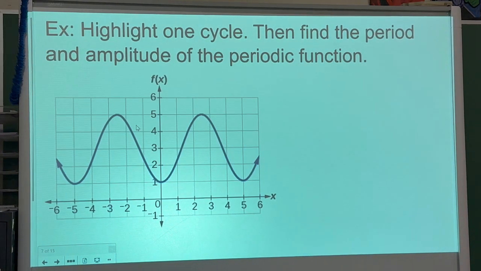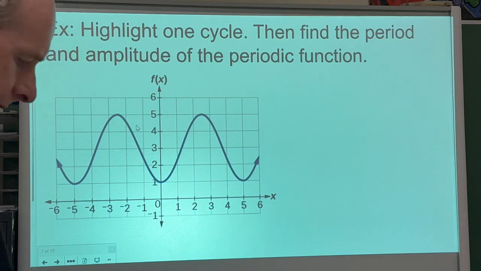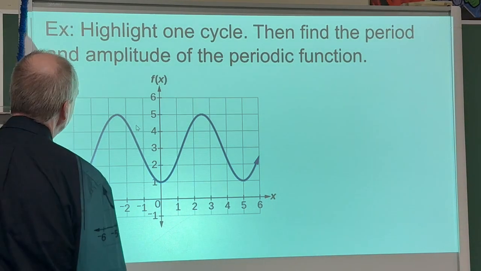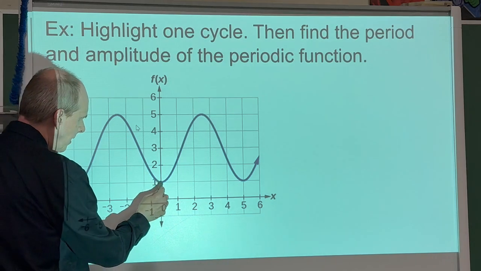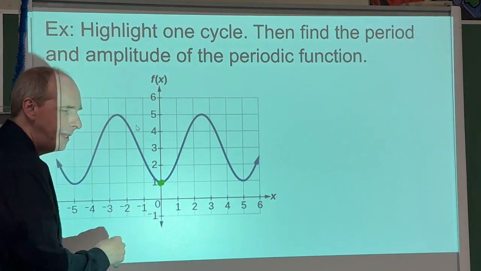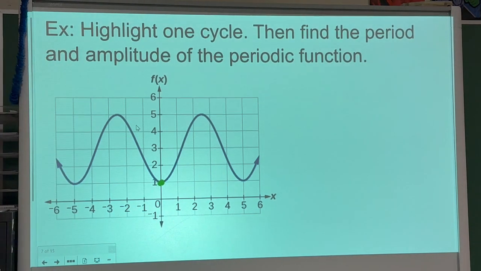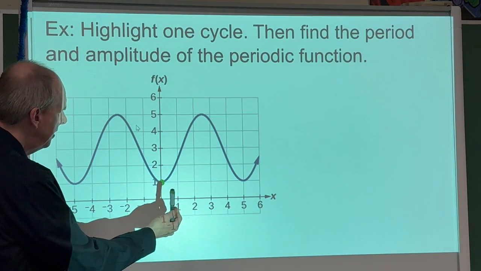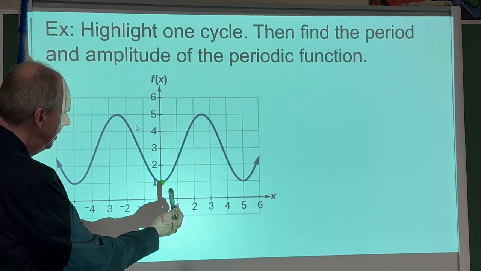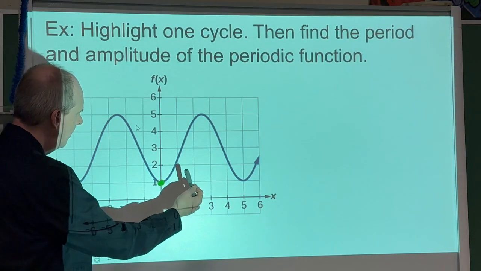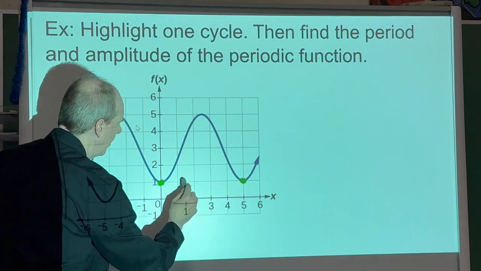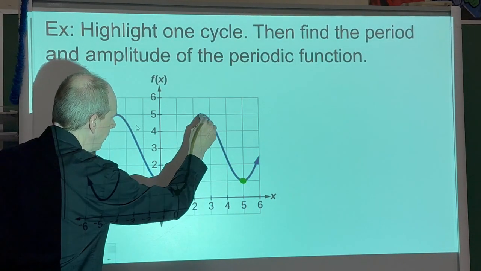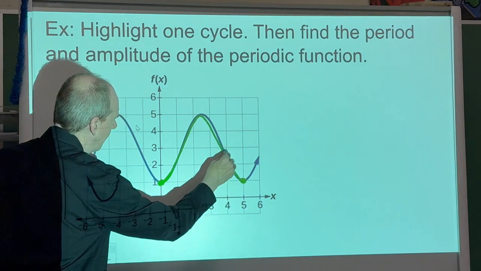Highlight one cycle. Find the period and amplitude of the periodic function. So we'll start with finding a beginning point. Well, here's the beginning point. 0 on the x is often a good, easy place to begin. What are we doing? We are at the bottom of the hill here. So going up, coming back down. Looks like I repeat right here. To highlight one cycle, we go here.